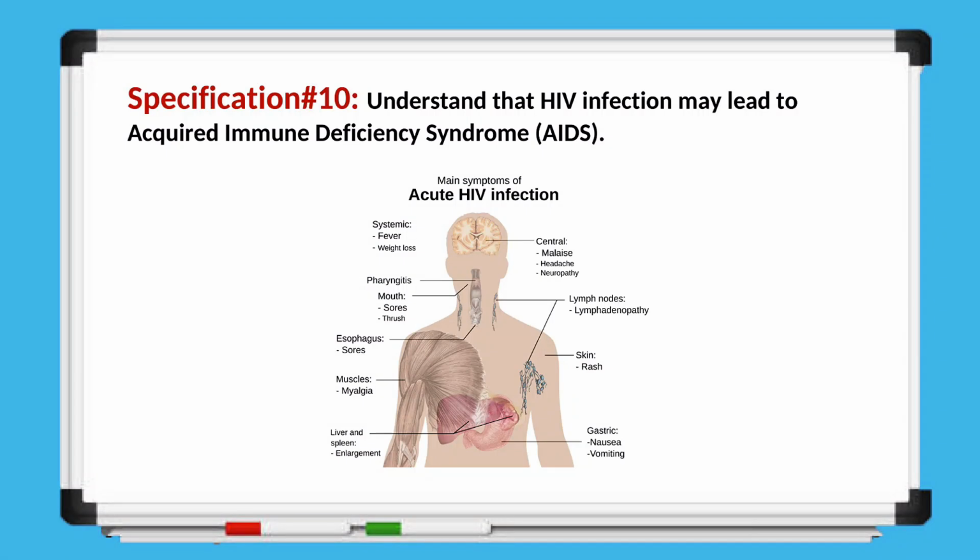Next, we move on to specification number 10, which asks us to understand that HIV infection may lead to acquired immune deficiency syndrome, or AIDS. In this section, we will study how HIV gradually weakens the immune system and how this can develop into AIDS, the condition in which the body becomes highly vulnerable to infections and certain cancers.